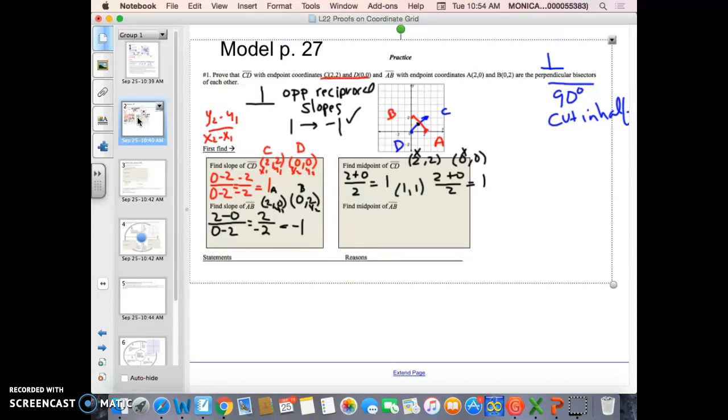Now I'm going to do the same thing for AB. I'll switch up my colors. How about I do green? A is at 2, 0, and B is at 0, 2. So these are my x's: 2 plus 0 divided by 2 is 1, and 0 plus 2 divided by 2 is 1. And since I've got the same midpoint here, I can check this off: yes, in fact, I have cut it in half and I have a perpendicular bisector.